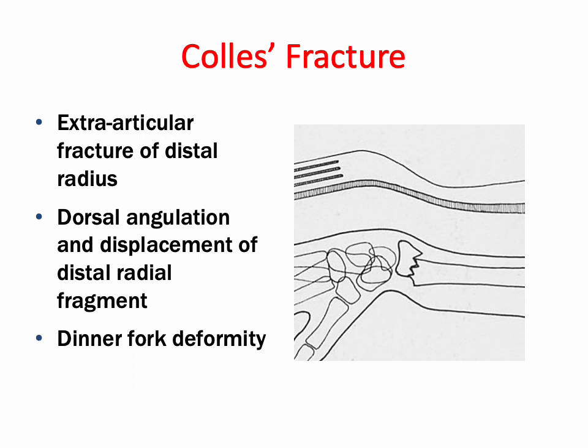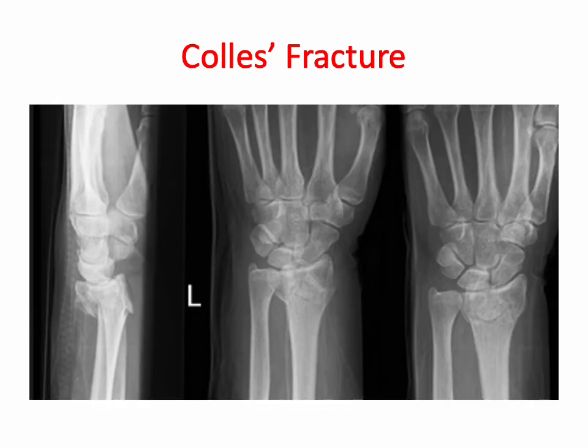So a Colles fracture is a fracture of the distal radius with dorsal angulation or displacement of the distal radial fragment, and patients present with a characteristic dinner fork deformity at the wrist. On X-ray we can see that there's a comminuted distal radial fracture. It's intra-articular and has dorsal angulation.